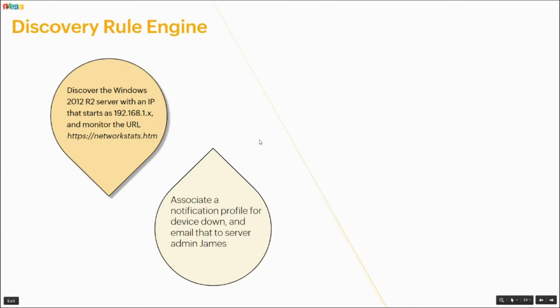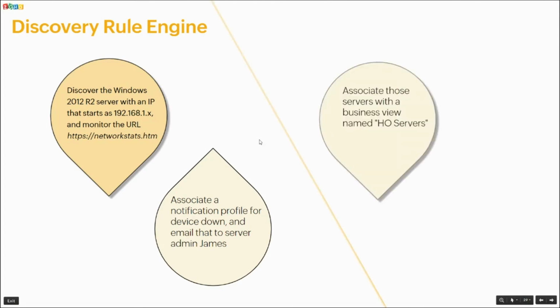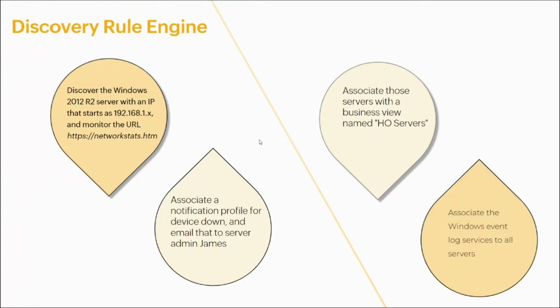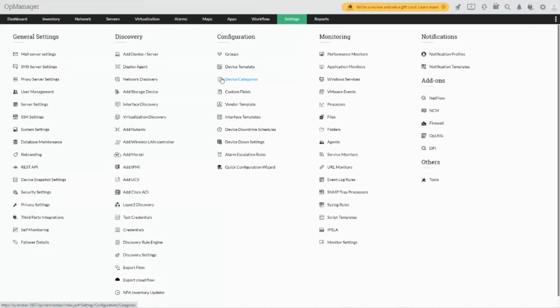The third action is to associate these servers to a business view called HO servers. And likewise, I also want to associate a certain set of Windows event log rules and service monitors to these Windows 2012 R2 servers when they are discovered. So how do we achieve all these four actions in a single go using the discovery rule engine? Now let me take you to the application and show you how this can be achieved. To create a discovery rule engine, all you have to do is go to settings.